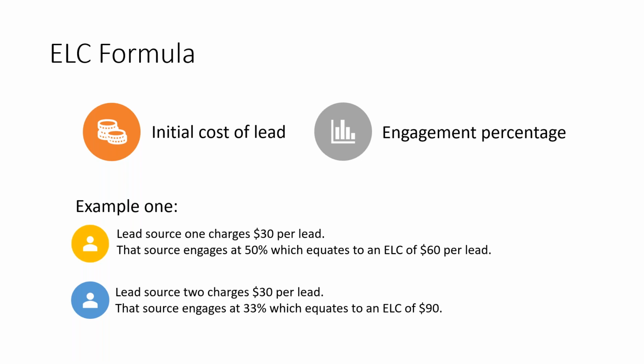If we start looking at our lead providers in this way and holding them more accountable, you can now start working on how do we get a higher engaging lead source, and then as staff at the dealership, how do we engage more of the leads on our end? Lead source 2 charges the same amount per lead, but that source only engages at 33%, a third. Well, that effective lead cost is now $90 per lead. So again, a different way to look at it, but it's the right way to look at it.